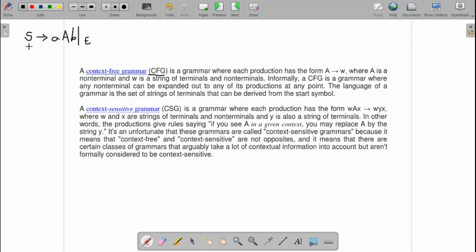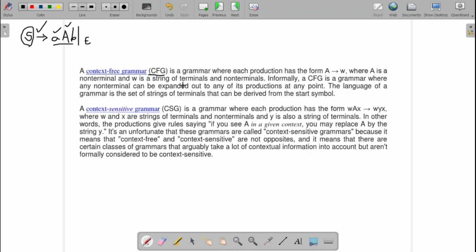In this case, on the left-hand side we can have only a single non-terminal, but on the right side we can have any string, including epsilon. Epsilon means nothing. So we can have terminals, or a combination of non-terminals. Such grammars we call context-free grammars.